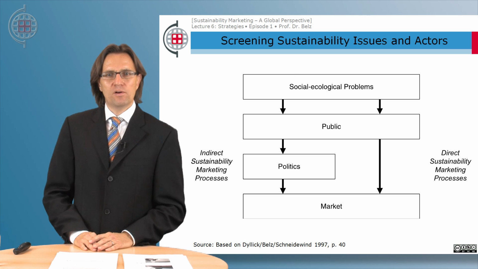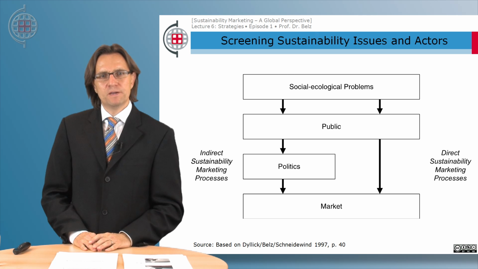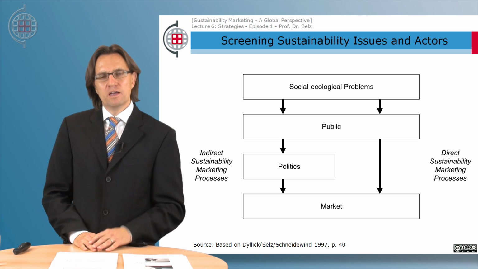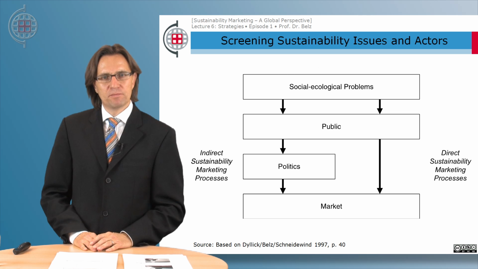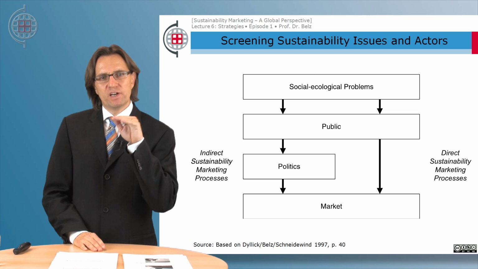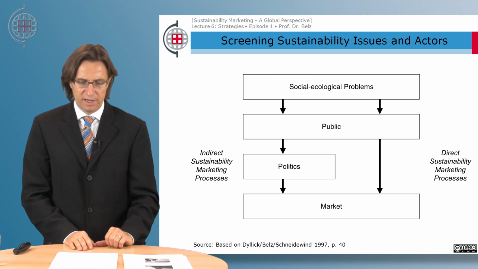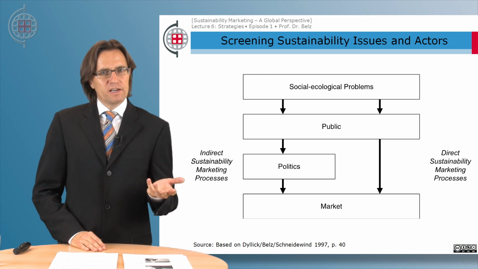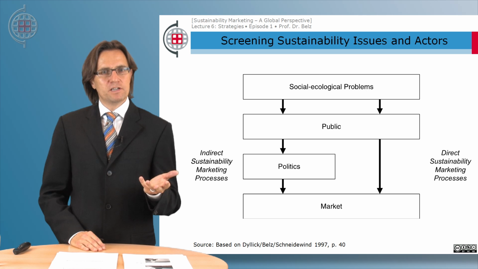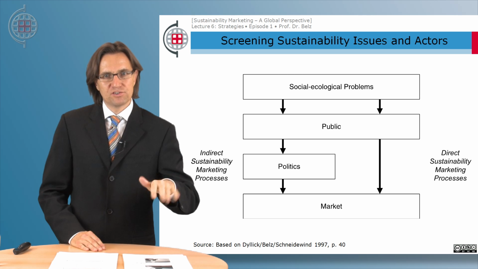From 2015 onwards, every new car emitting more than 130 grams per kilometer will be charged. If they go beyond that, they have to pay a kind of fine. So they put a price tag on that. This is an example for indirect sustainability marketing processes, going through the public, the political side, entering the market.